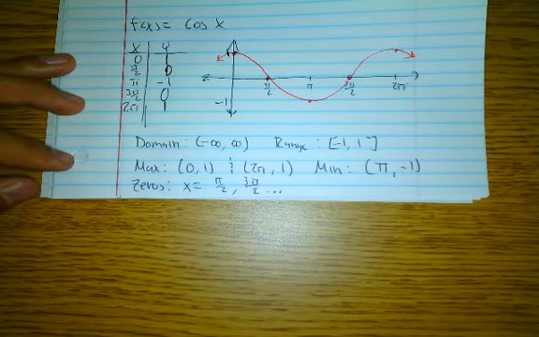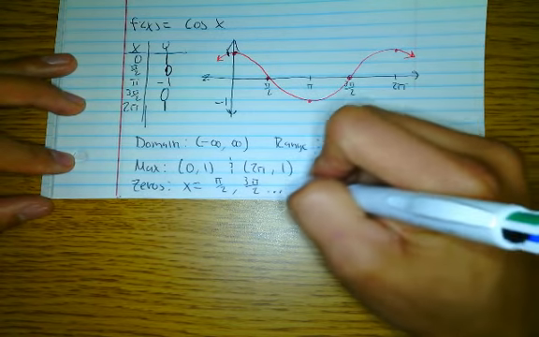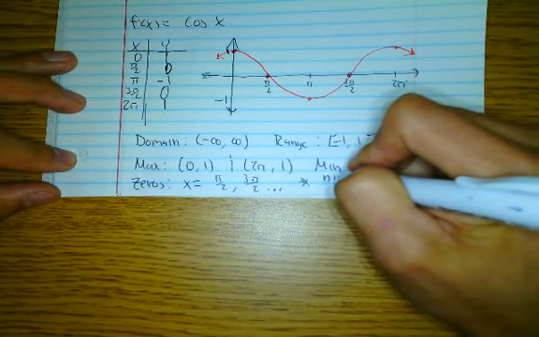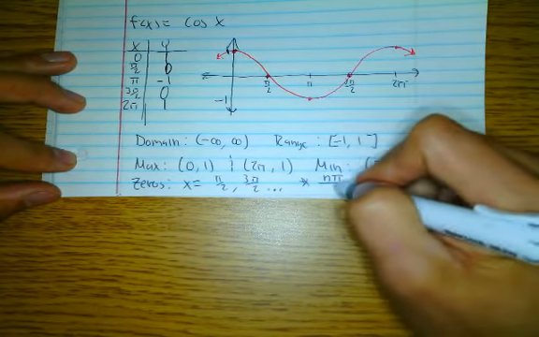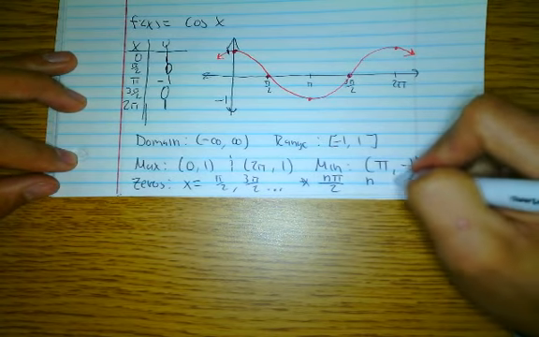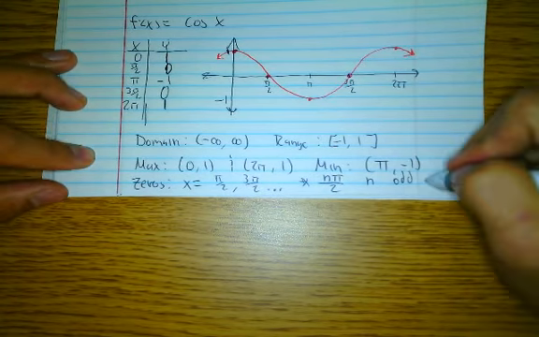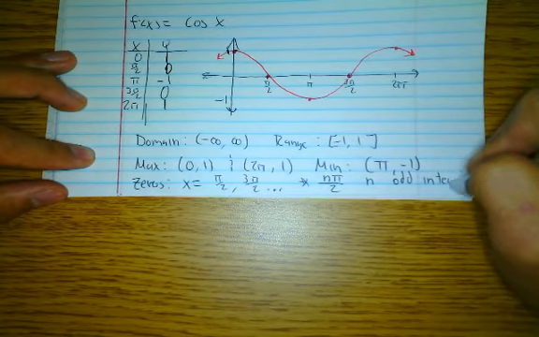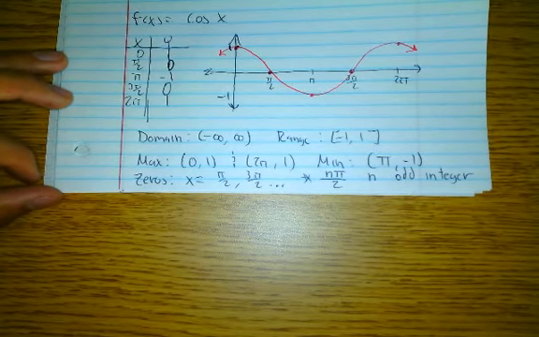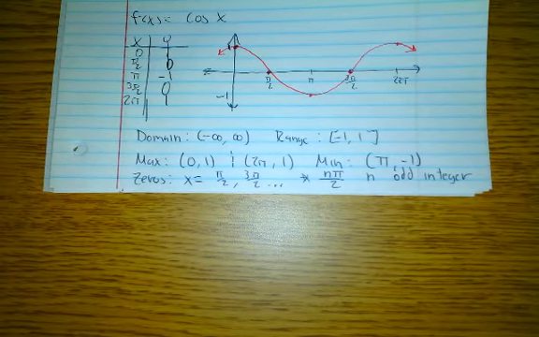Can you help me come up with a rule then? N pi over 2, where n has to be what? Odd, but not just an odd number, but an odd integer. Okay? So then you can safely tell me that 99 pi over 2 is a 0 on the parent function of cosine. Cool?